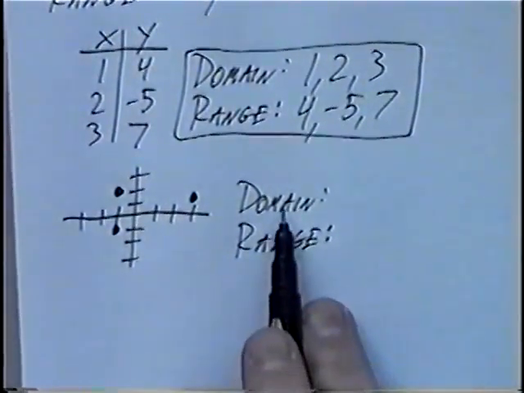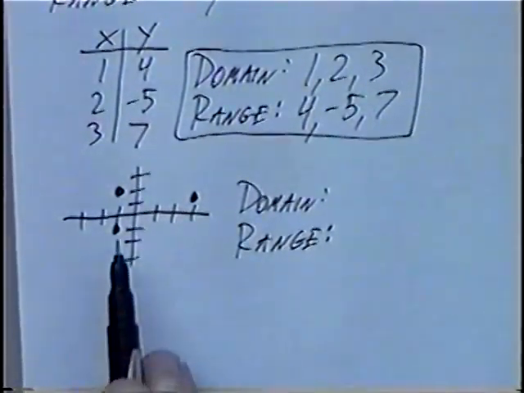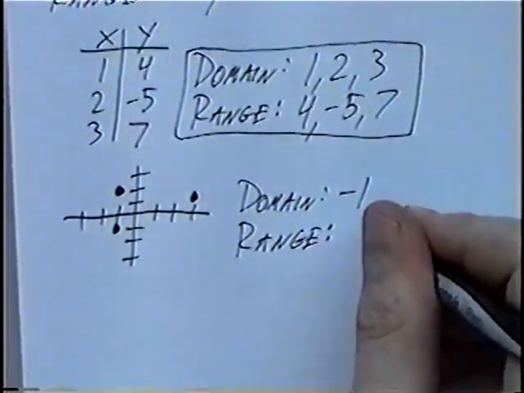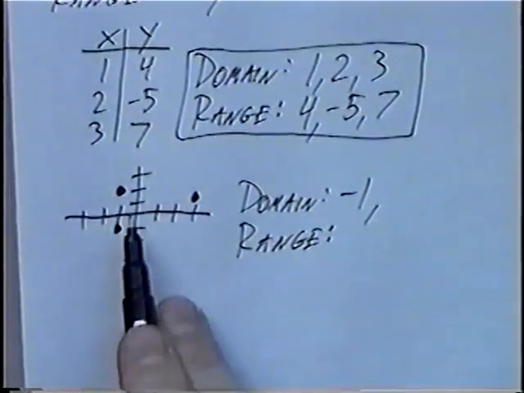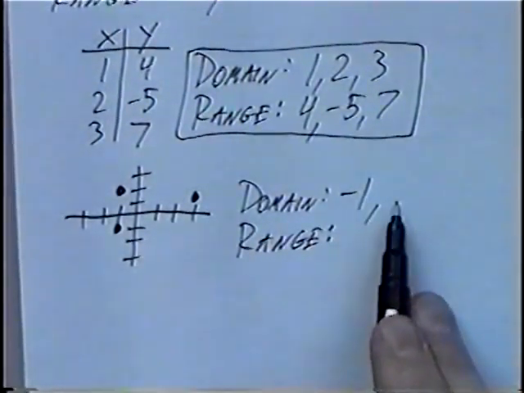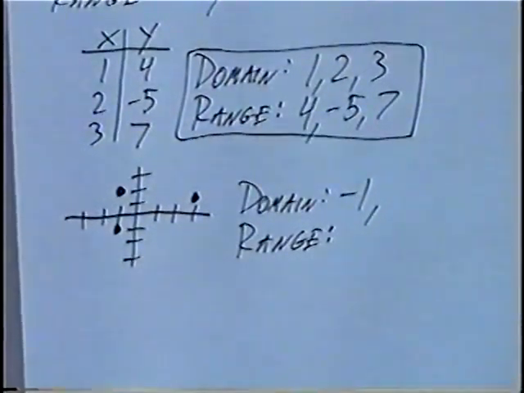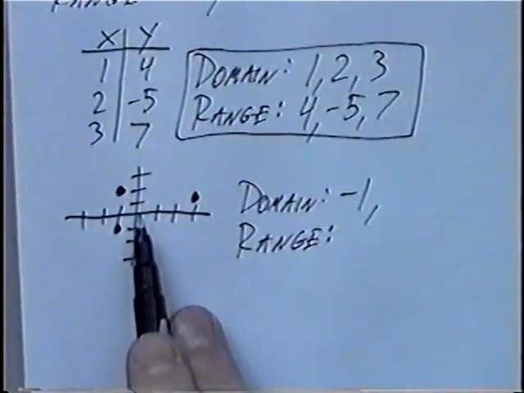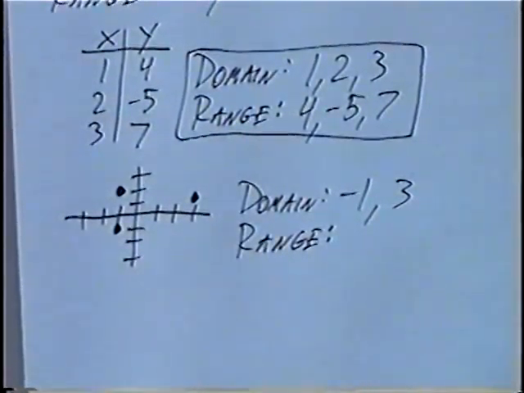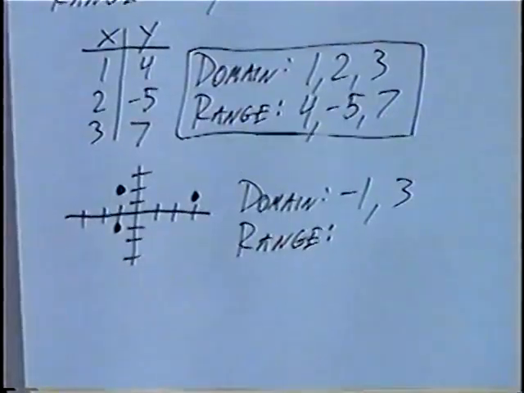The domain again is the x values. Looking at the first point that we had, the x value was -1. The second point we had, the x value was also -1. Since we have it listed once, we don't have to list -1 twice. And the last point, x value we had was 3. So the domain would be -1 and 3.